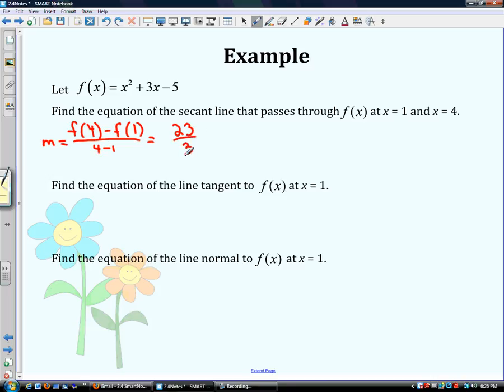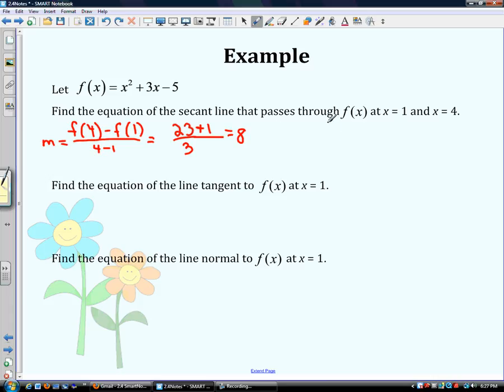So that's almost 24. That's 7 2/3. We'll just leave it as 23 over 3. Oops. Did I subtract 1? No, I did not. Okay. F of 1 is 1 plus 3 minus 5 is -1. So minus a -1 is plus 1. Oh, thank goodness. Now it comes out as 24 over 3, which is much easier to work with. I thought I made it a nice example.